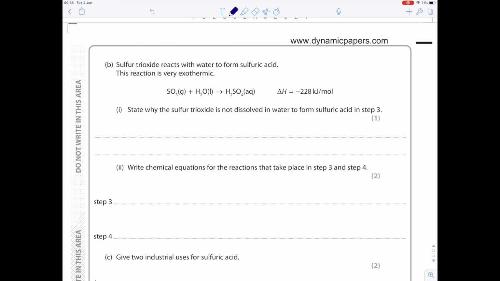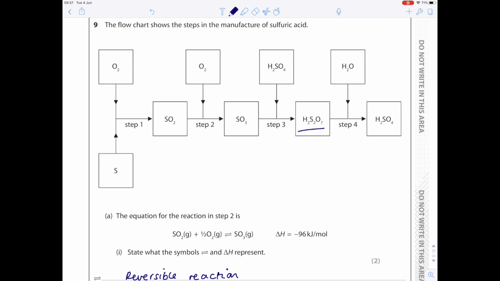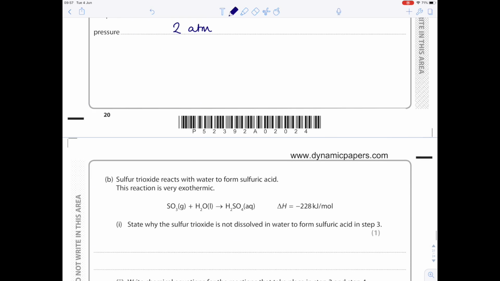Sulfur trioxide reacts with water to form sulfuric acid. This reaction is very exothermic. State why the sulfur trioxide is not dissolved in water to form sulfuric acid in step 3. It produces this strange thing called oleum, it's like fuming sulfuric acid, which would be very corrosive.